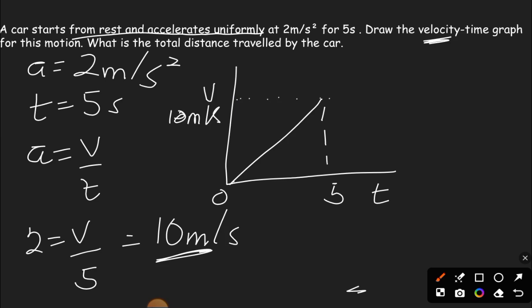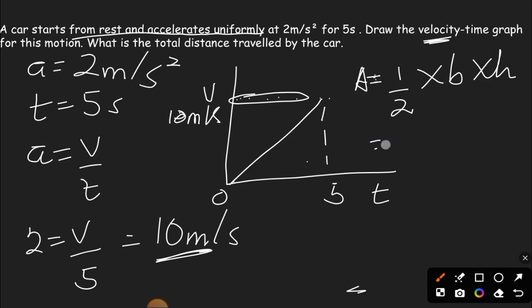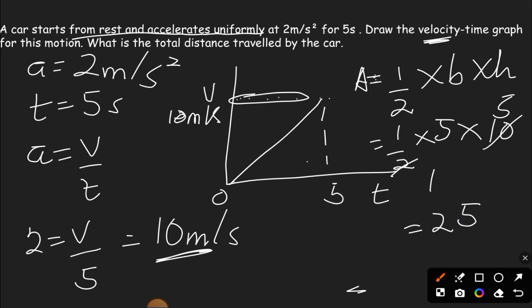The next question is, what is the total distance traveled by the car? Now, the diagram that represents the question looks like a right angle triangle. And I said that to find the total distance traveled, find the area of the figure. Now, this figure here is a right angle triangle. And the area of a right angle triangle equals half times the base times the height. So half multiplied by the base. The base is 5, times the height, 10. 2 here 1, 2 here 5. So total distance traveled is 5 times 5, 25. Unit for distance is what?